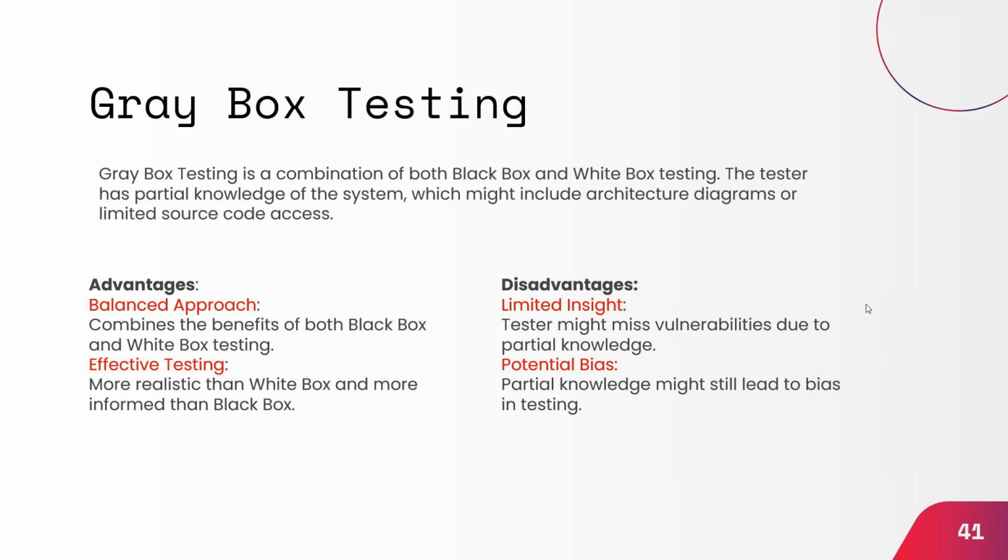So here they will only provide you partial knowledge of the system, okay, which might include some sort of architecture diagrams or limited resources. They might not give you source code access, okay. They might tell you only what sort of technologies are being used, how the data is getting transmitted, okay. So they give you partial information access because it is a balanced approach. I mean, it gives you more benefits of both black box and white box testing approaches.